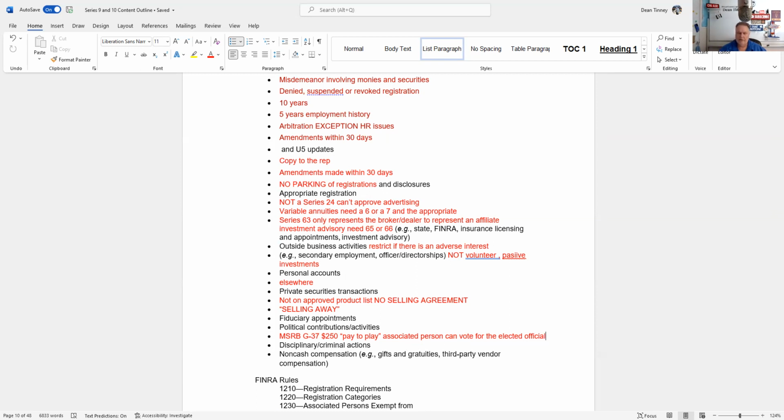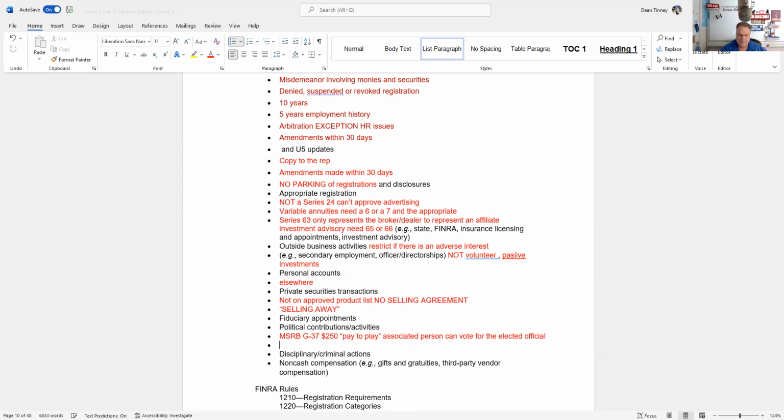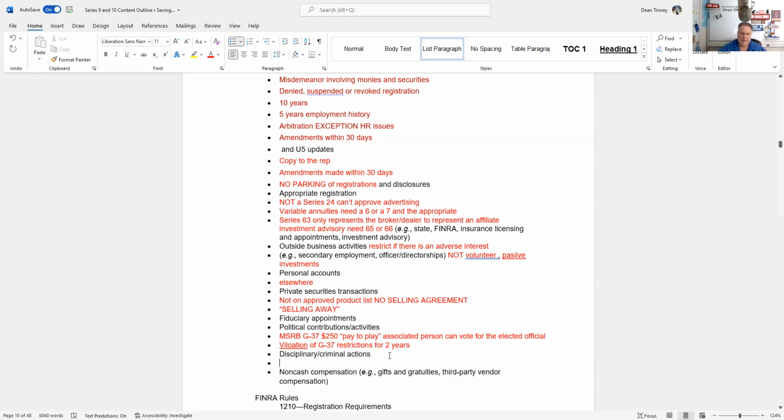And then, the point here is if you break the rules, so a violation of G37 would mean that we would have restrictions about doing business with the underwriter for 2 years. Disciplinary criminal actions. We talked about if those disciplinary or criminal actions can change the U4 from no to yes, and that needs to be disclosed again, as we've said, within 30 days.